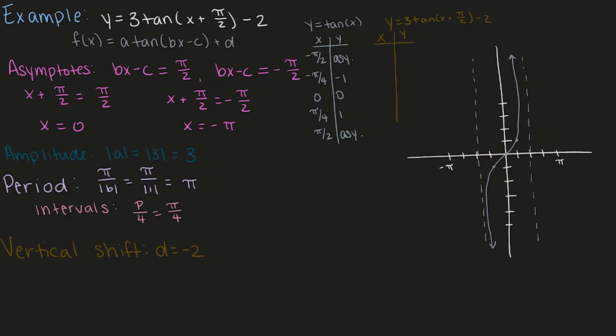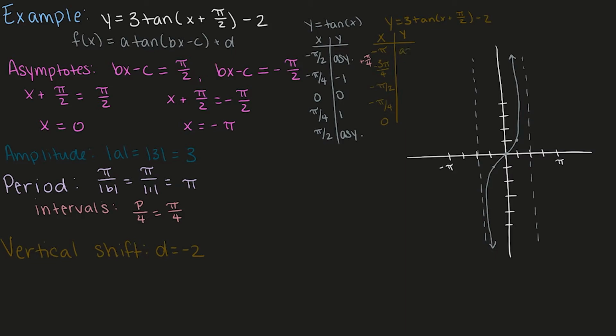Our x is going to start at our leftmost asymptote, which in this case is negative pi. So our first x value will be negative pi. Then we'll use our intervals to find our next x value. Our interval is pi over 4, so we will add pi over 4 to each x value. Negative pi plus pi over 4 is negative 3 pi over 4, negative pi over 2, negative pi over 4, and then we end at 0, which is the second asymptote we found.